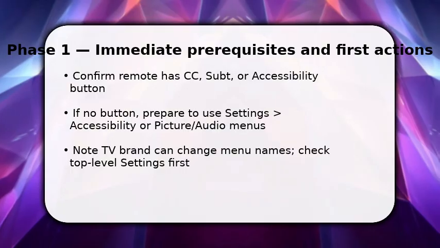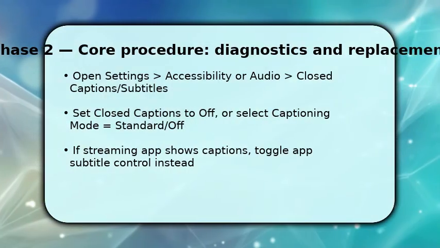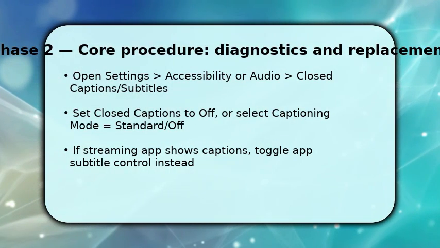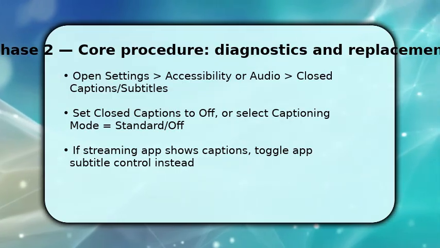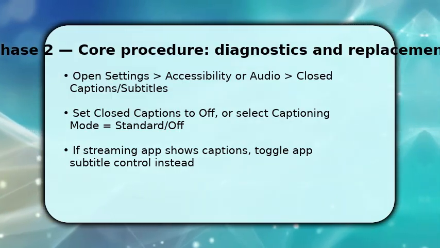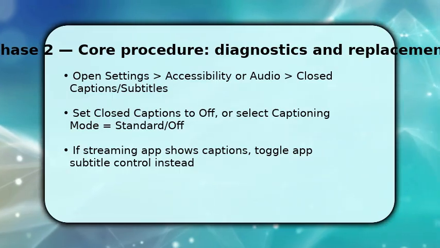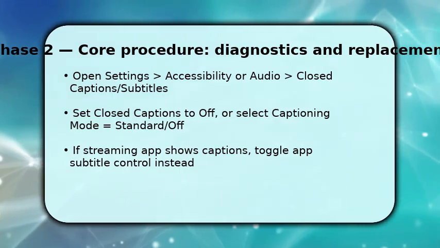Now dive into the settings menu to find the caption toggle. You're looking under accessibility, audio, or picture submenus depending on the brand. Select closed captions or subtitles, then change the status to off. This removes caption rendering at the system level.